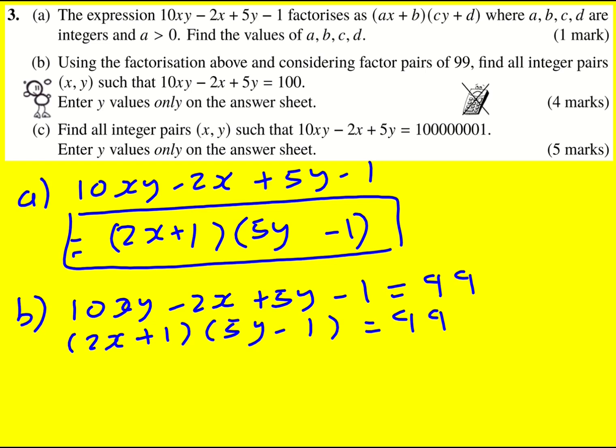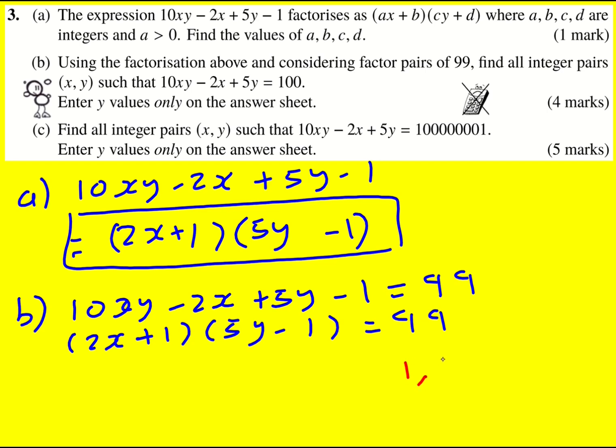And one way of doing it is to factorize the x and the y and set it equal to something and then consider factor pairs. So when you set it equal to 0, you're interested in one of the brackets being 0 because one of them has to be. But here, if we've got integers, then it must be that these must both be factors of 99. That's what I'm trying to get at.